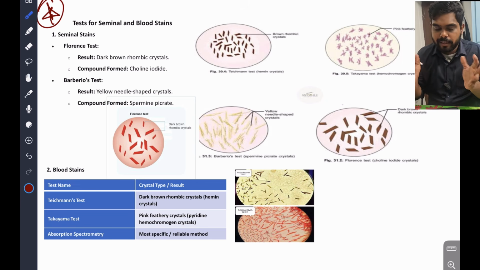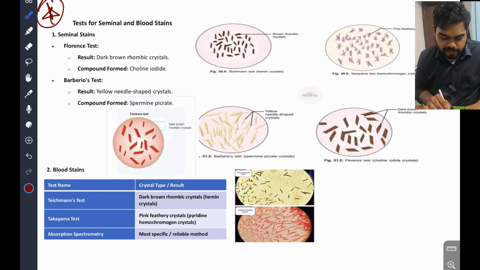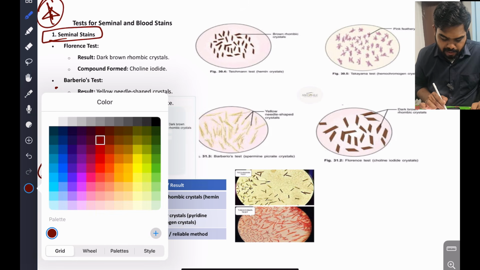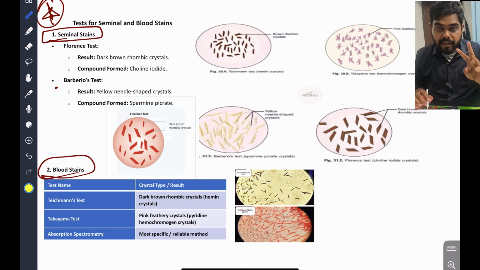If it is a murder, blood stain, some. So this seminal stain and blood stain examination is very important. In that, the repeatedly asked question is nothing but this only. Okay. So in seminal stain, we have two tests.